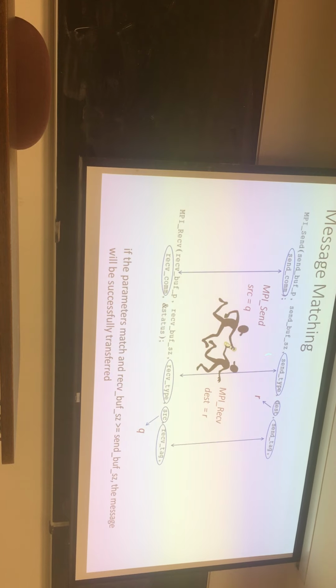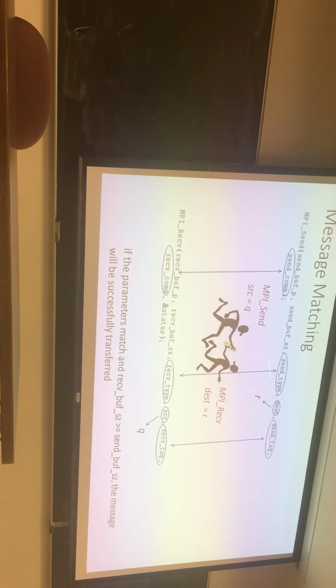Secondly, the sending type and receiving type also need to be matched. Basically you're sending an integer, and the receiver is expecting an integer. Then this is the tag ID, which also needs to be the same, and the communicator also has to be the same. Of course we also have the requirement for the buffer size. The receiver buffer size has to be greater than or equal to the sending buffer size. Otherwise your message will have a buffer overflow.